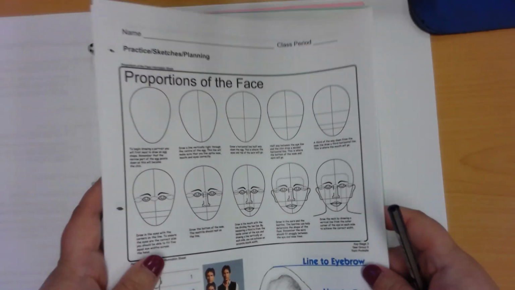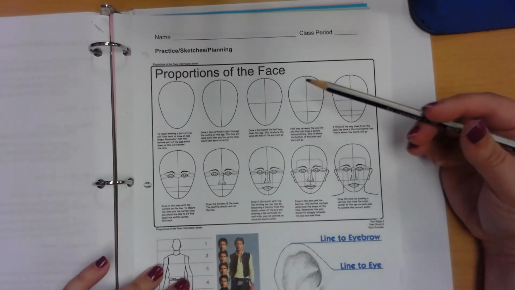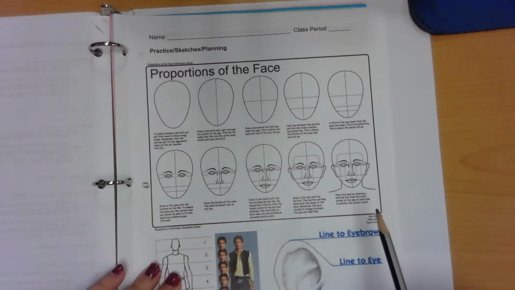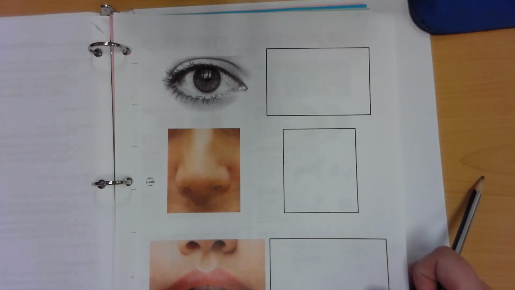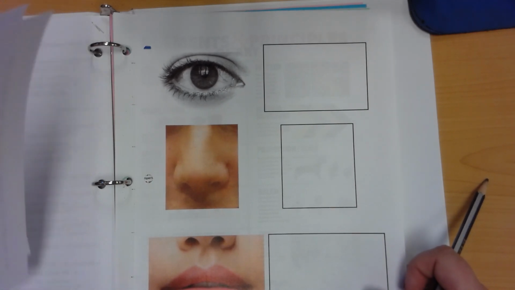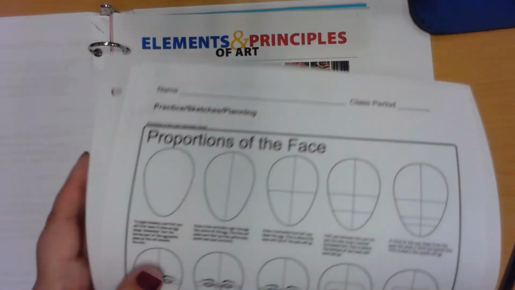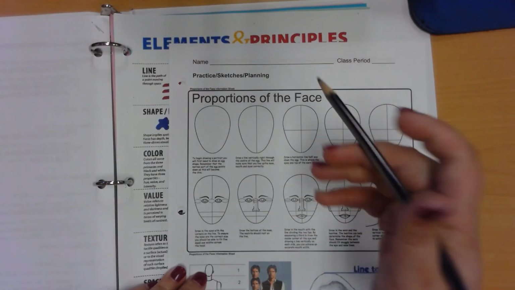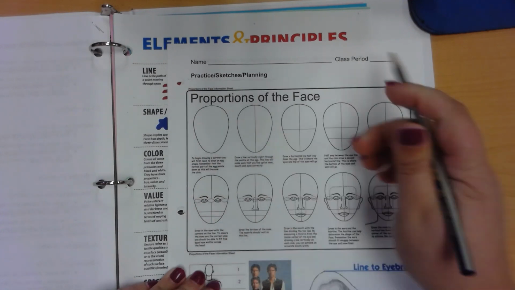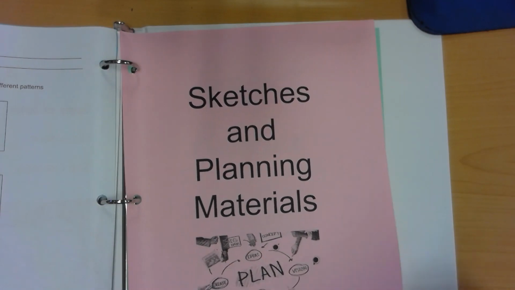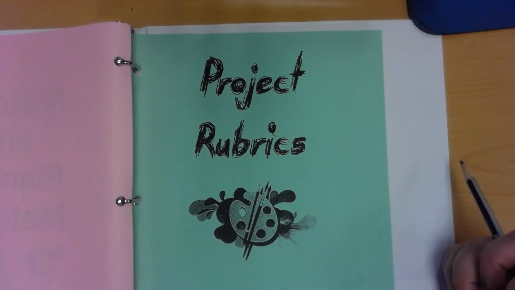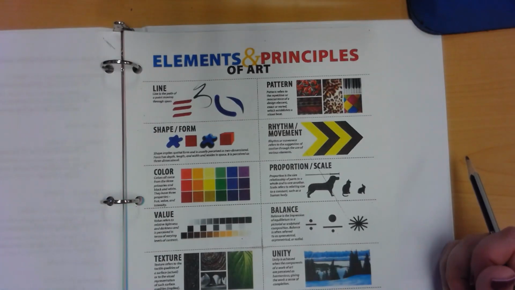So everyone is going to get one of these packets. It's going to focus on facial proportion. You're going to get a chance to draw and practice those proportions, as well as look at individual facial features and how we can represent them with value and shading so that they are correct. You'll notice that at the top of these papers, it's got a topic here: practice, sketches, and planning. So where we can put those in our binder is behind the sketches and planning materials. Again, in those clips so that we can turn them in and easily find them.